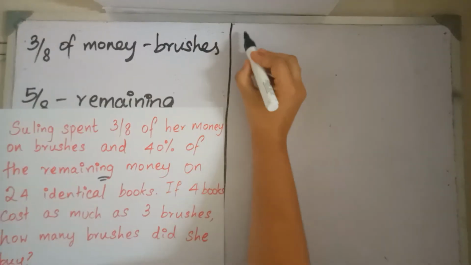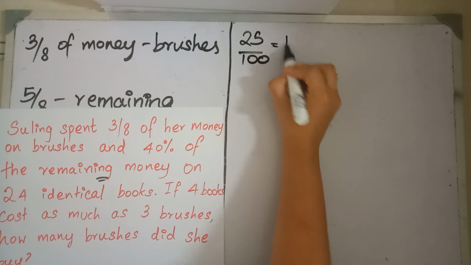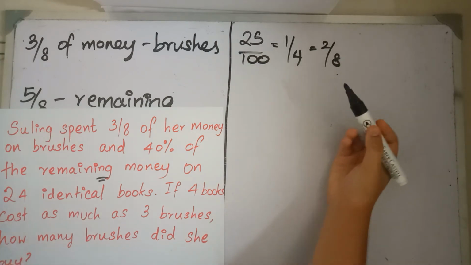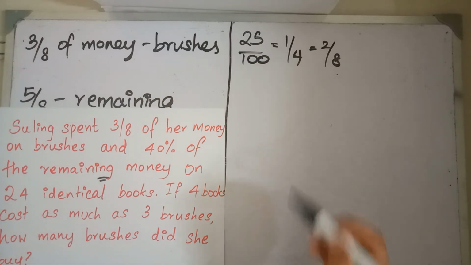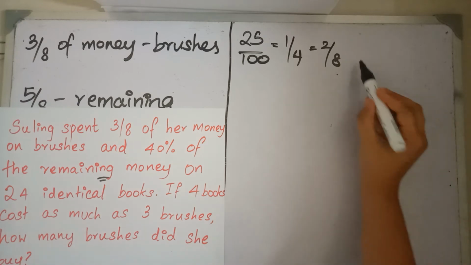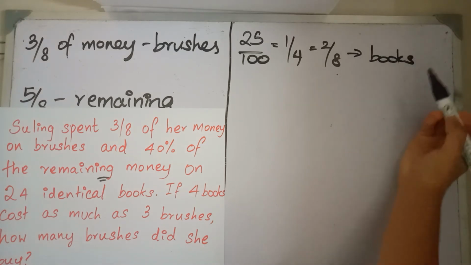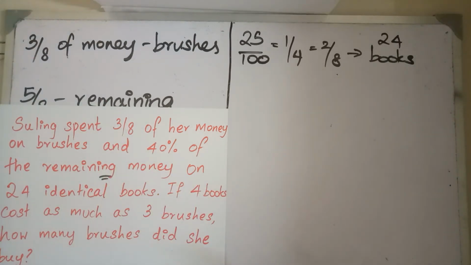Now this fraction will be easier if we bring it to this form with a denominator of 8. So 25/100 can be written as 1/4 and that can be written as 2/8. Now we can compare both of it. This is 3/8 and this is 2/8. So 3/8 of the money is spent for brushes, 2/8 of the money is spent for books. How many books is 24 books, and we have to find how many brushes she bought.